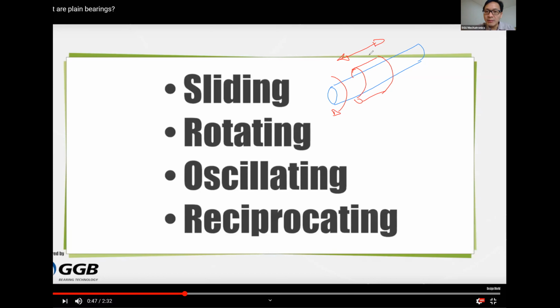So you can imagine oscillating goes back and forth like this. Clockwise, counterclockwise, clockwise, counterclockwise, right? Now reciprocating is basically a sliding motion, but back and forth.